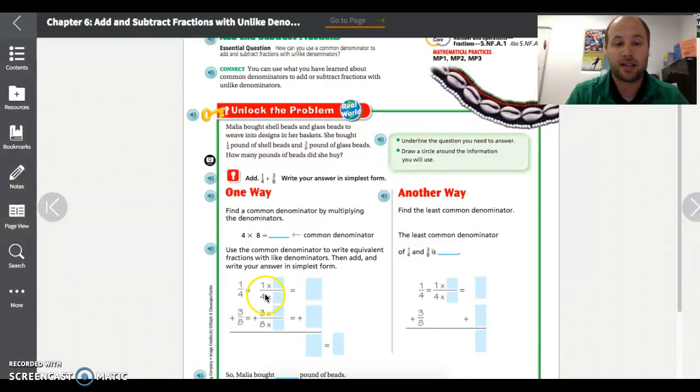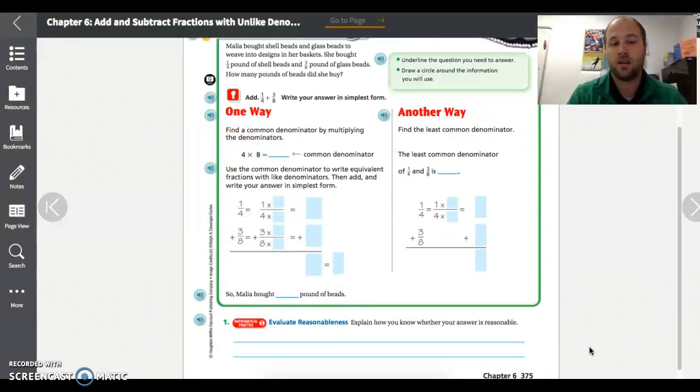So we could always take 8 times 4 and 4 times 8. But we found out down here at the bottom that we're going to have to reduce quite a bit. But if we're smart and we think about it for 2 minutes, we'll realize, hey, 4 and 8 are compatible numbers. 4 can go into 8 2 times. Boom, multiply by 2, leave our 3/8 alone, and there was no reducing at the end. Okay, so our final answer is, Malia bought 5/8 pounds of beets.